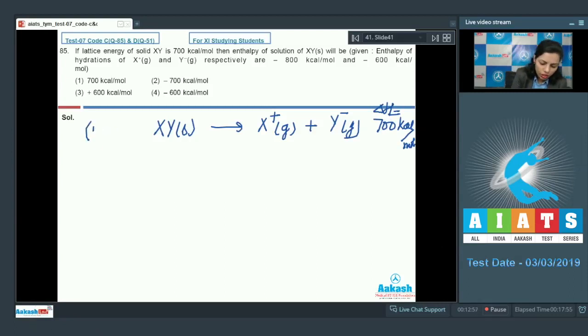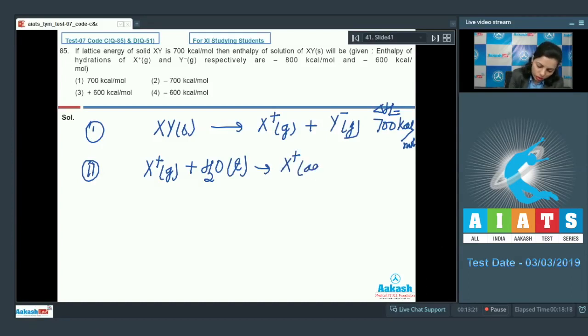Further, this was the first condition. The second condition, if you consider, is hydration. It means you have X positive ion and you are just hydrating it, and there is the formation of an aqueous solution of this. X positive ions are there in aqueous solution, and in this process the enthalpy change is minus 800 kilocalorie per mole.